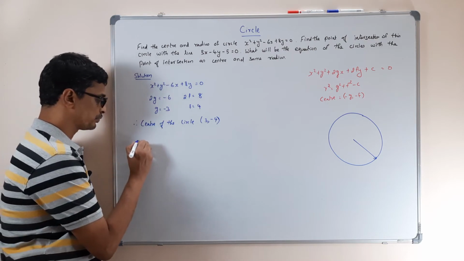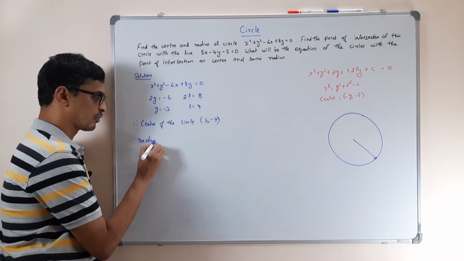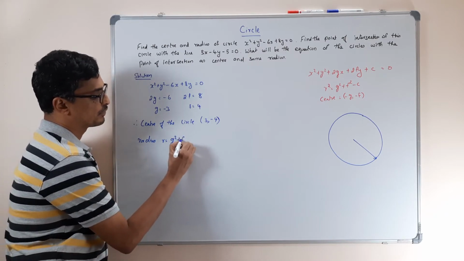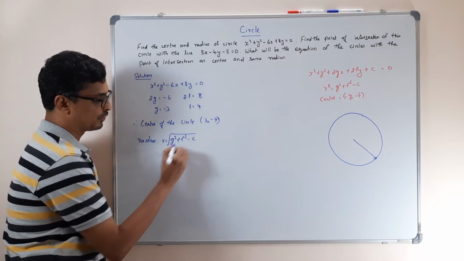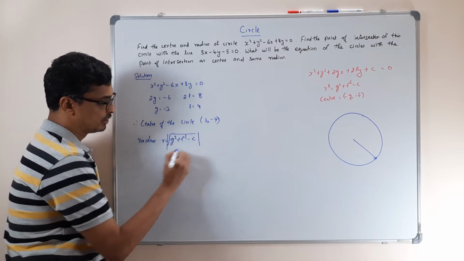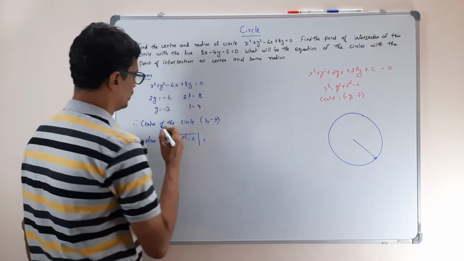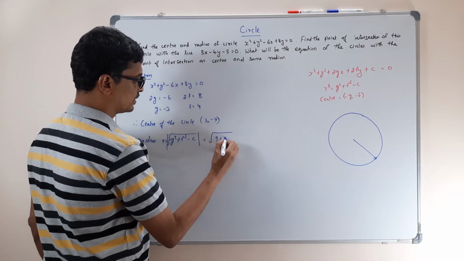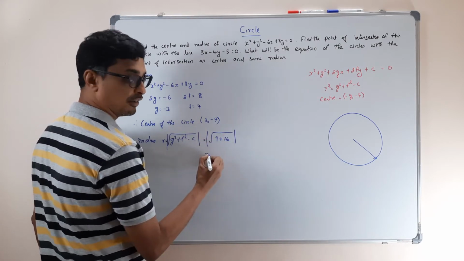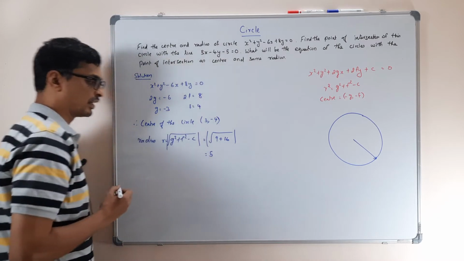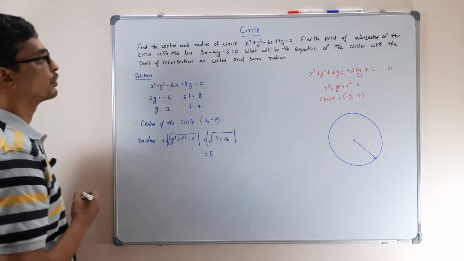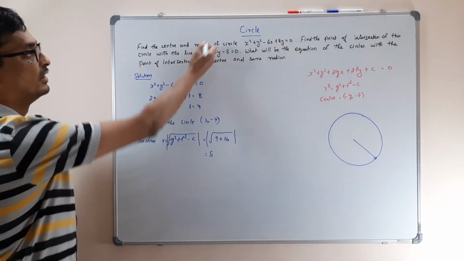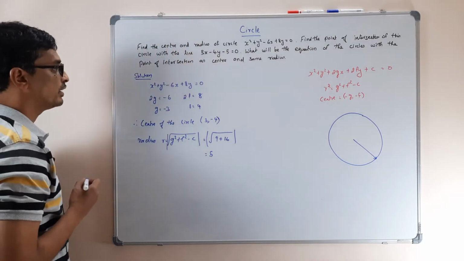Radius. r equal to, what is the formula? Root of g square plus f square minus c. Correct? Positive, you take the mod of it. So that will be how much? Root of 9 plus 16. What is 9 plus 16? So this is equal to root of 25, equal to 5. So the radius of the circle is equal to 5. So the first thing is over. Second: find the point of intersection of this circle with the line. How will you do that?